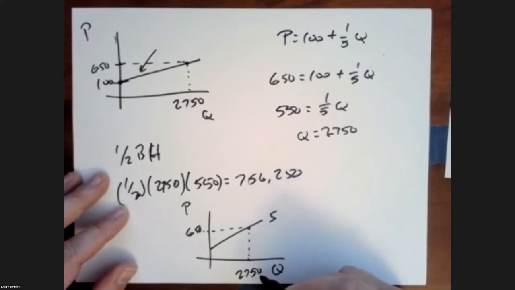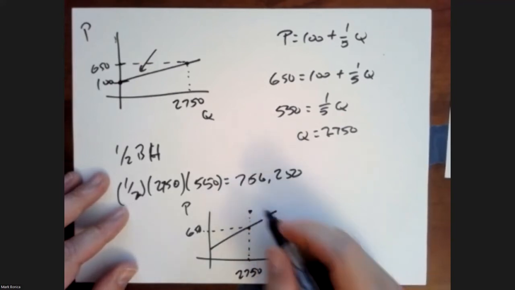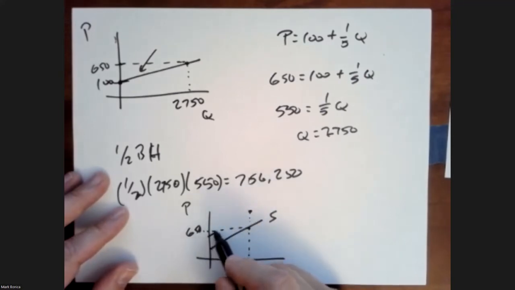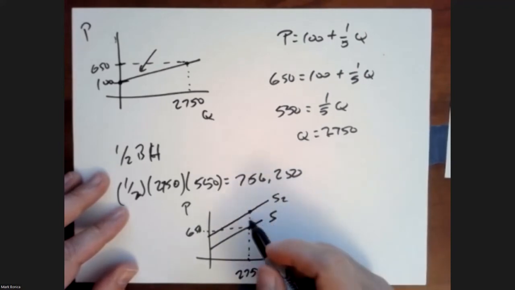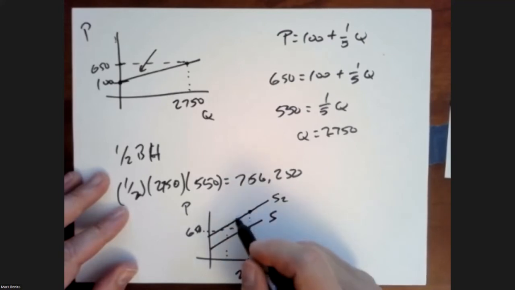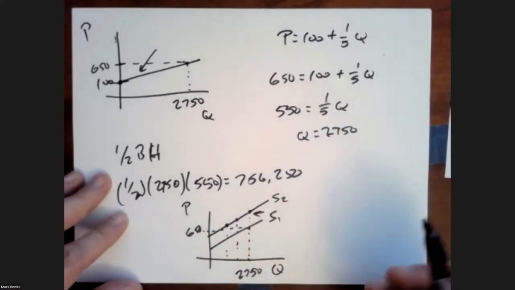Well, what does that mean? Well, if she wants to sell 2750 units now, she's going to have to charge a higher price. Well, what that represents is a left shift of the supply curve, right? Regardless of the quantity she wants to sell, she's going to have to sell it at a higher price than she used to. So whatever quantity you choose, she's going to sell it at a higher price. That's a left or up shift, however you want to look at it.